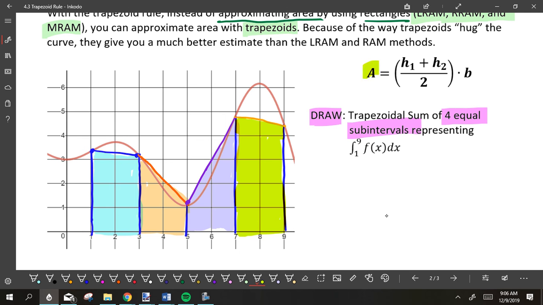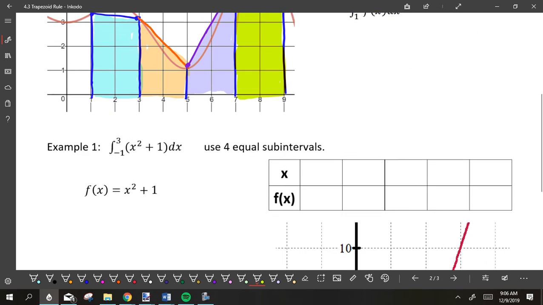Remember, to find the area of a trapezoid, you average the 2 heights. So you take the 2 heights, you divide by 2, and you multiply that by the base. That's what we did on Friday. Okay, that's how you find the area of a trapezoid. So average the 2 heights, and then multiply by the base. Okay, let's do that down below.